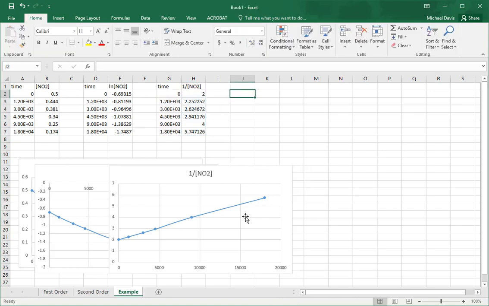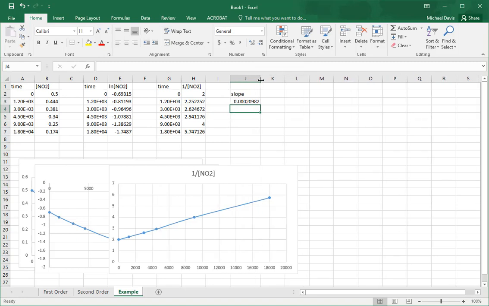So what I'm interested in is the slope of that line, because that's going to get me the rate constant. So I'm just going to label a cell here called slope, and then right underneath it, I'm going to say that this cell is equal to the slope of that line. And you can see here that Excel asked me for the known y's. Well, my y-axis is this, 1 over concentration, comma, my known x's, that's these. And now I get a slope of 0.00021. And if I just make this a little bit bigger, I can get some more significant figures in there. So 0.00020982. And that's how I can get the value of the rate constant.